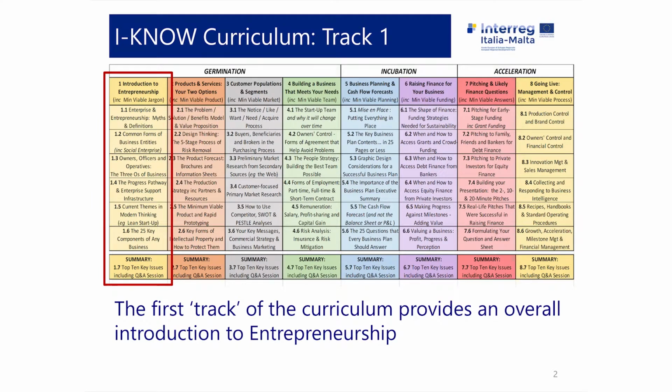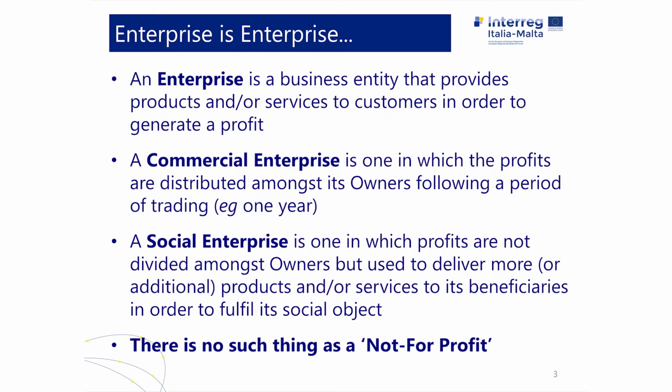We're in the first track, the Introduction to Entrepreneurship, and this is 1.6 that covers the 25 key components. Firstly, let's just remind ourselves that enterprise is a business entity that provides products or services to customers in order to generate a profit. There are two types: a commercial enterprise in which the profits are distributed amongst its owners, and a social enterprise in which there's no such distribution, but rather the profits are used to deliver products and services to beneficiaries.